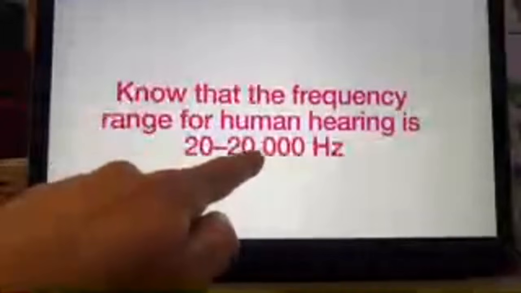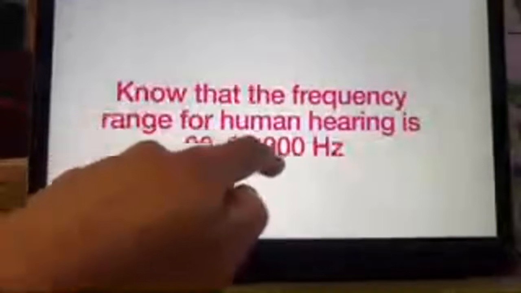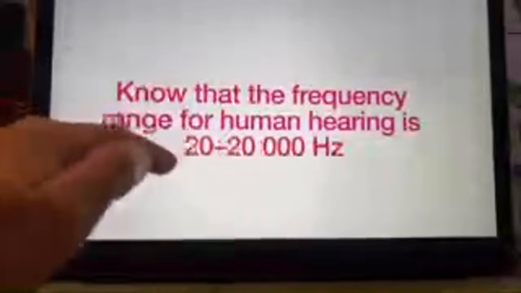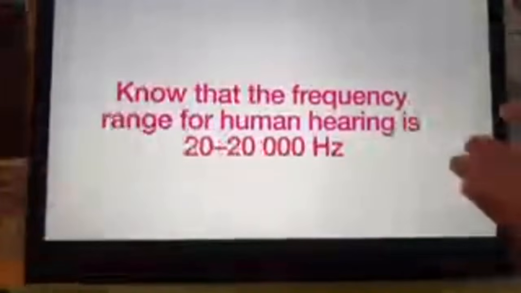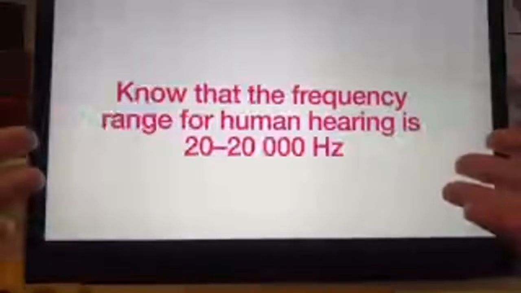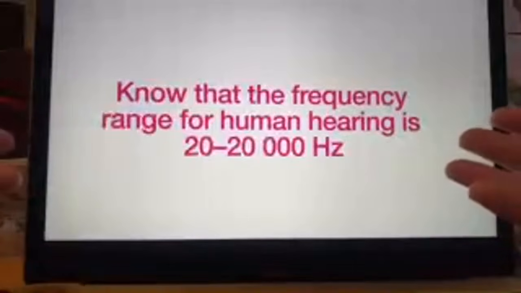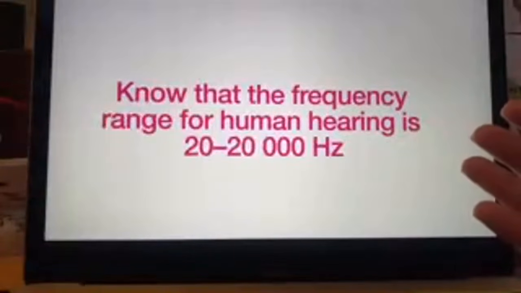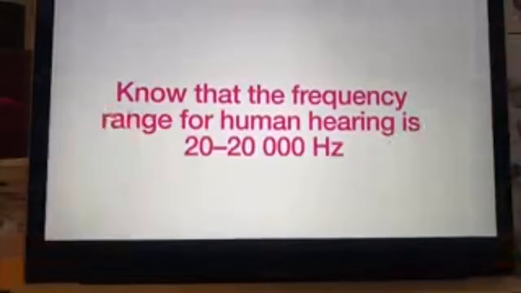And we can hear waves where 20,000 waves are passing a point per second. We can't hear lower and we can't hear higher. This changes. If you're younger, you can probably hear a wider range of sounds. As you get older, well, you just start to fail, don't you? And you probably won't be able to hear quite as low or quite as high sounds.